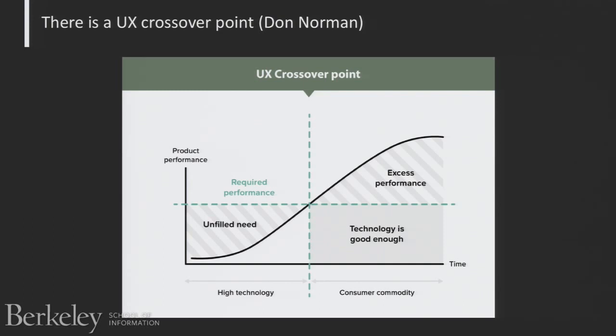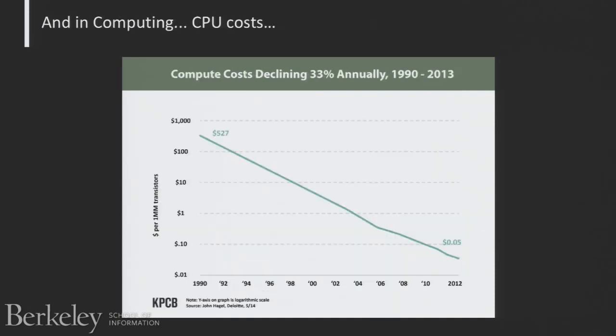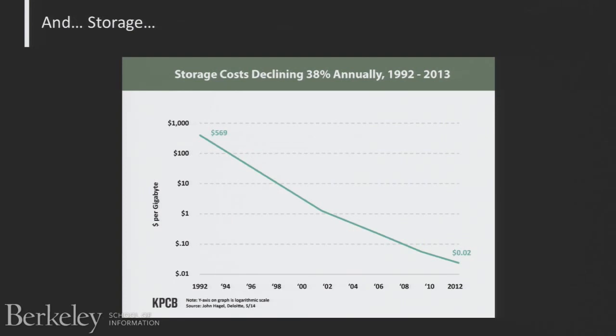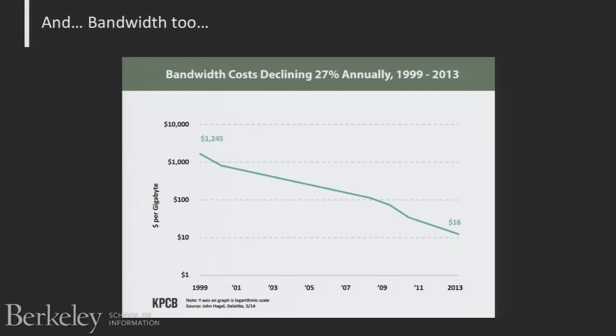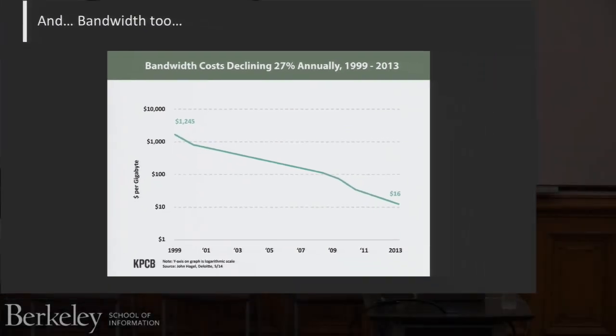So let's look at computing over the years. This is the cost of computing declining 33% annually over the past few decades. This is the cost of storage declining 38%, dollars per gigabyte, over the past several years. The cost of bandwidth declining 27% annually. So basically, compute, storage, networking have become commodity, extremely cheap, and ubiquitous.